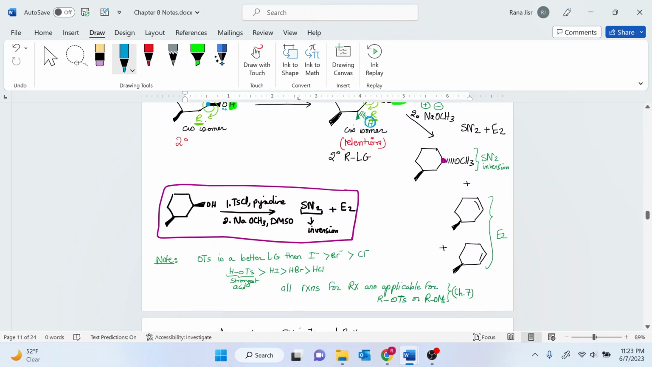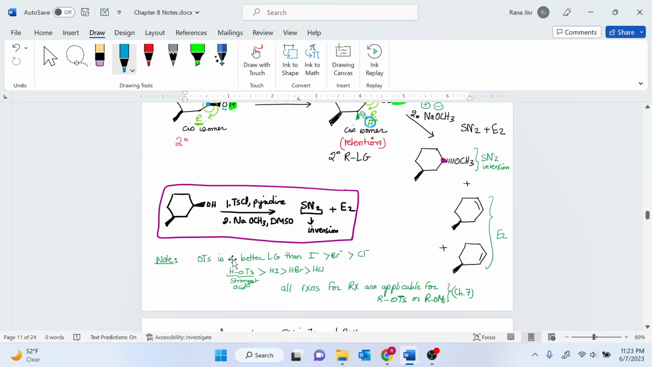Now, if I want to consider which one is major, both of those are di-substituted alkenes. However, this double bond over here is closer to the CH3. So this one is going to be major and this one is going to be minor, but you can put both as major products because both are di-substituted alkenes.